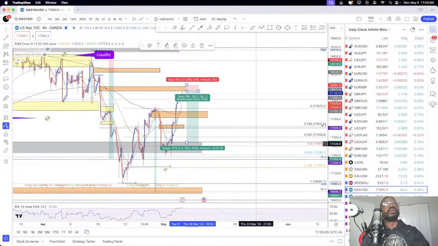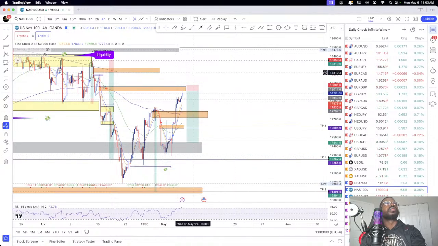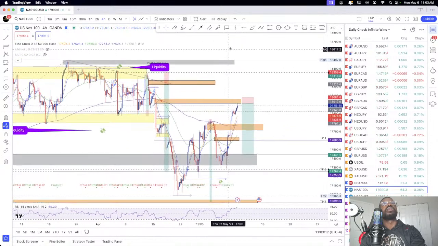Let's look at the fib from that swing high. That little boy is so silly. Let's look at the fib from that swing.